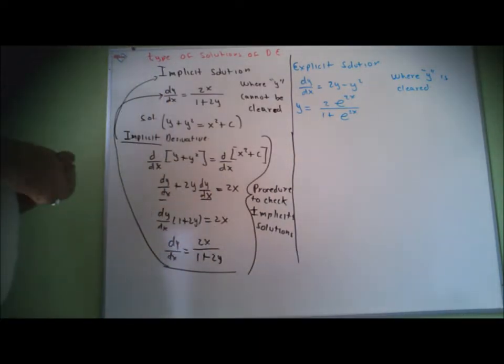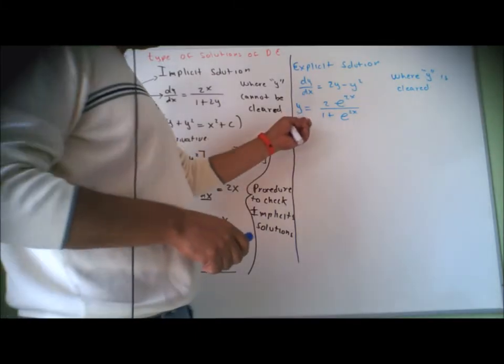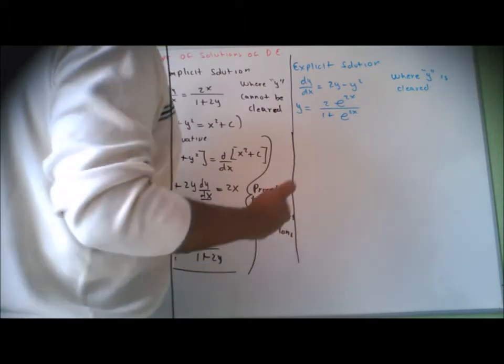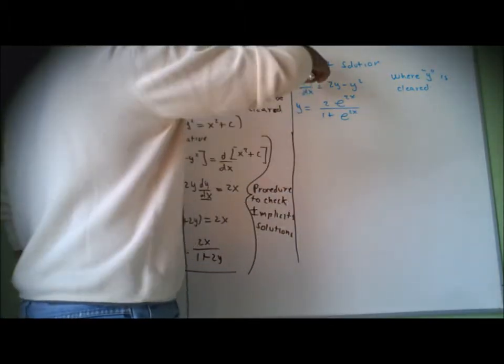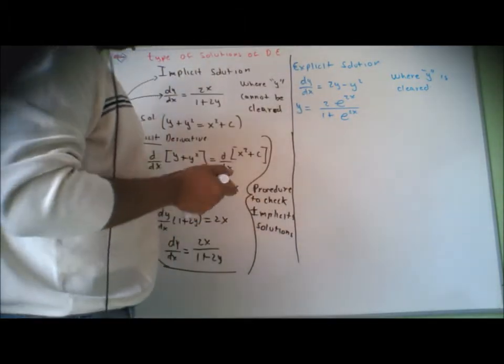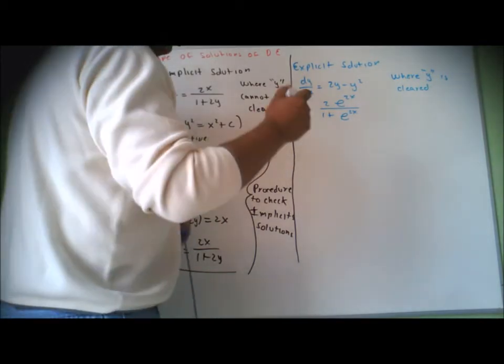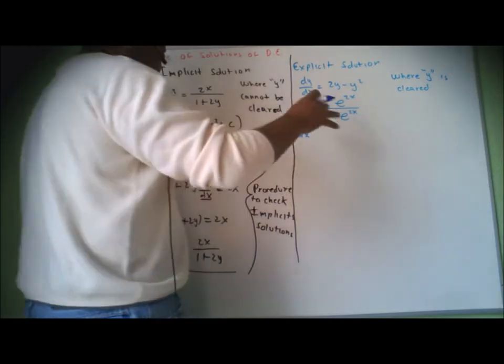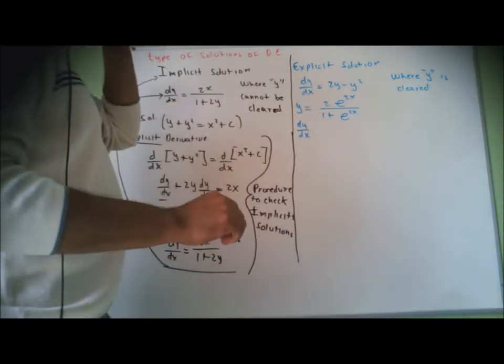Now, what about the explicit solutions? On the explicit solutions, what you have to do is something different. Here, because the y is clear, you don't apply implicit derivative, you just take the derivative. But here what you have to do is to replace in the differential equation. Alright, so let's do the procedure. Derivative of y with respect to x, I'm going to write smaller because it's going to take some space.